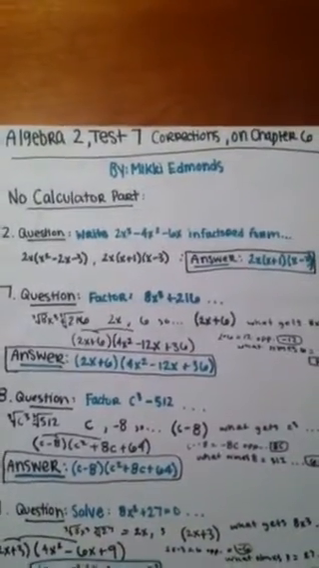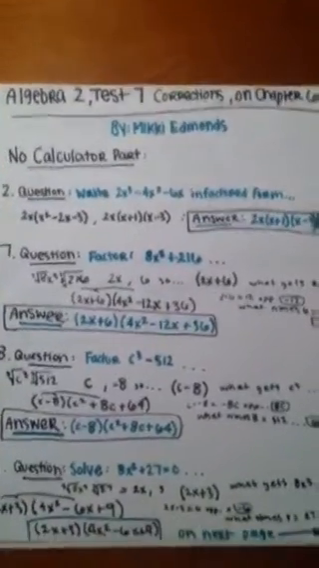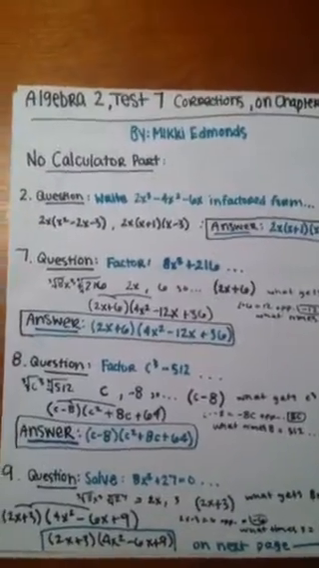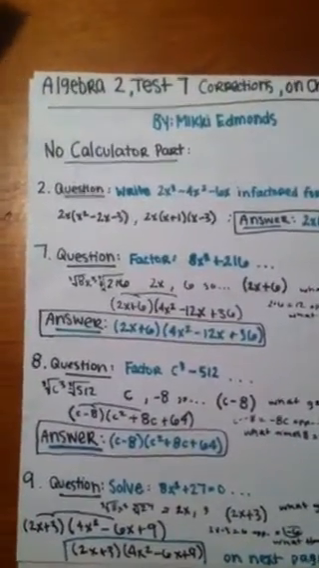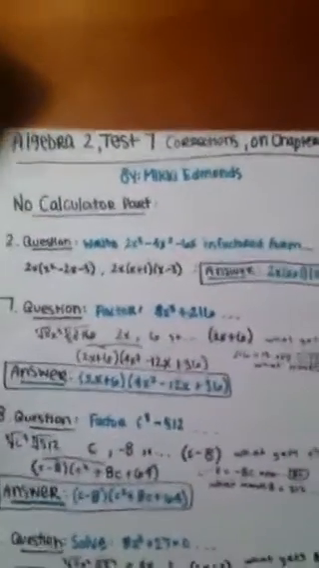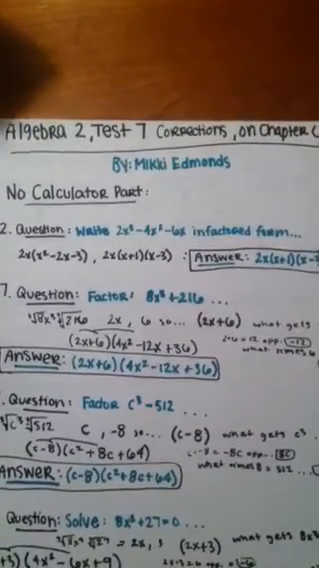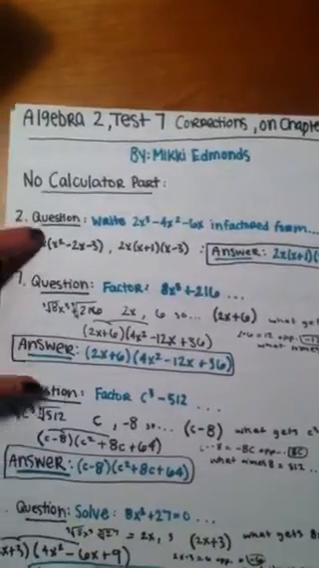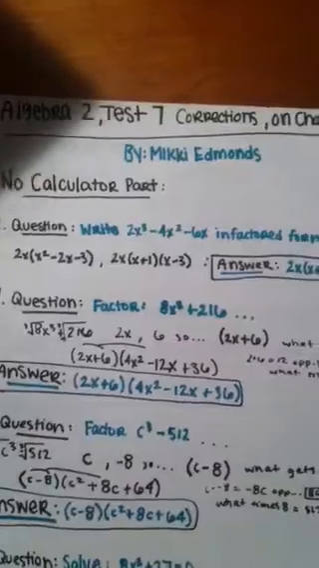These are my test 7 corrections on chapter 6, and this is the no calculator part, which is going to be a separate recording from the calculator part. The first question I got wrong is number 2, and that is write 2x cubed minus 4x squared minus 6x in factored form. On the test, I had forgotten that you can take out like 2x from all of them. And so that's what I did wrong on quite a few of these problems.